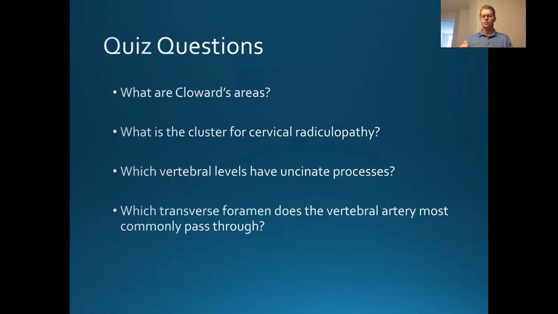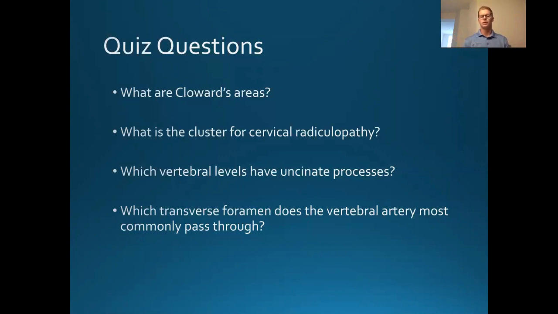If they have a positive Spurling's test, so if compression increases their symptoms. If they have a positive distraction test where distraction relieves their symptoms. And then also positive neural tension in the median nerve, so the upper limb tension test, ULTT A, is the fourth criteria. So Spurling's, distraction, cervical rotation, and then positive neural tension testing.